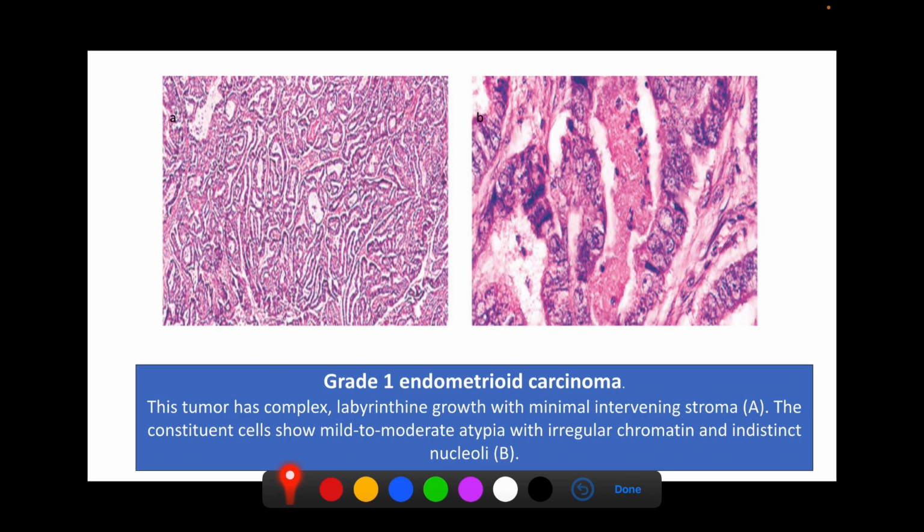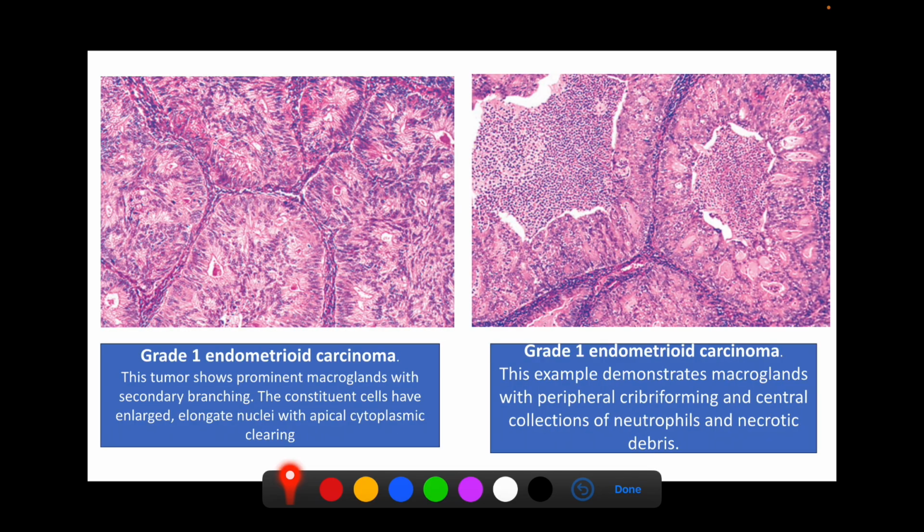This is the section in low power showing glands in a labyrinthine or maze-like pattern having complex architecture, back-to-back arrangement, and loss of stroma. Here in high power view we can appreciate mild to moderate atypia, nuclear clearing and indistinct nucleoli. So this is grade 1.